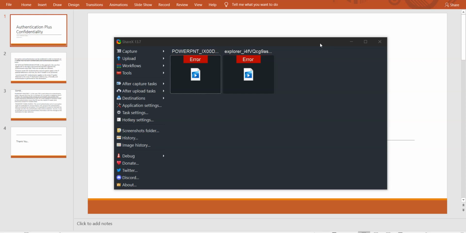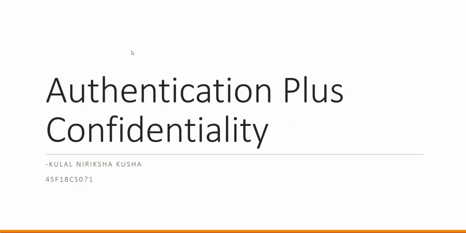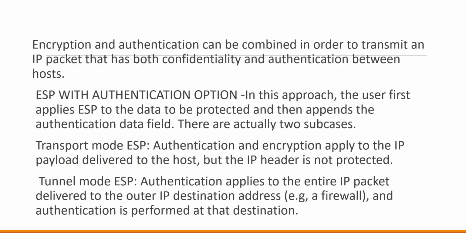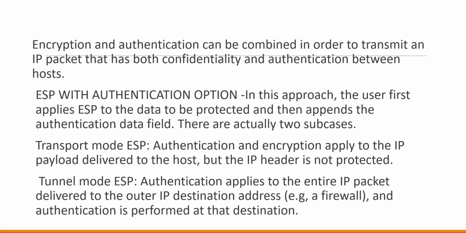So, my topic is authentication plus confidentiality. The encryption and authentication can be combined in order to transmit IP packets that have both confidentiality and authentication. As we know, confidentiality and authentication are important assets of data while it is being transferred.